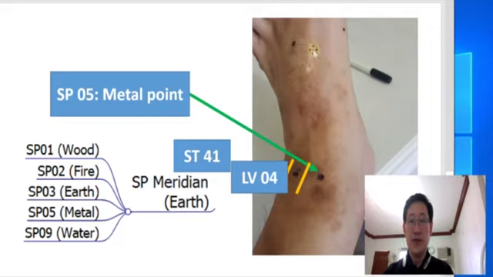If you raise your foot, there are two big tendons that come up. Here, just across the tendon is LV04. And there's another tendon, so before the tendon is ST41. So you can compare each similar point. This is SP05, which is the metal point.